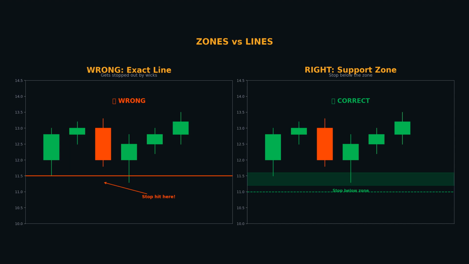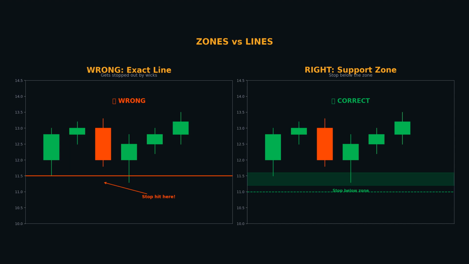This is important because if you treat these levels as exact lines, you'll constantly be frustrated. Price will poke below your support by a few cents, trigger your stop loss, and then bounce right back up without you. Sound familiar? That's because your support was too precise. If you had drawn it as a zone, you would have placed your stop below the zone, not right at the line, and you'd still be in the trade.